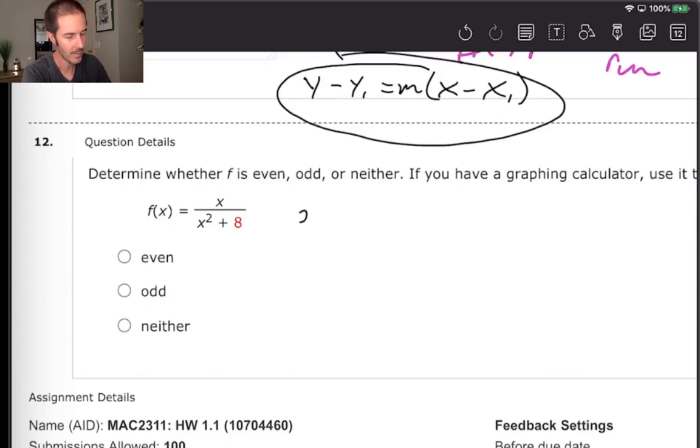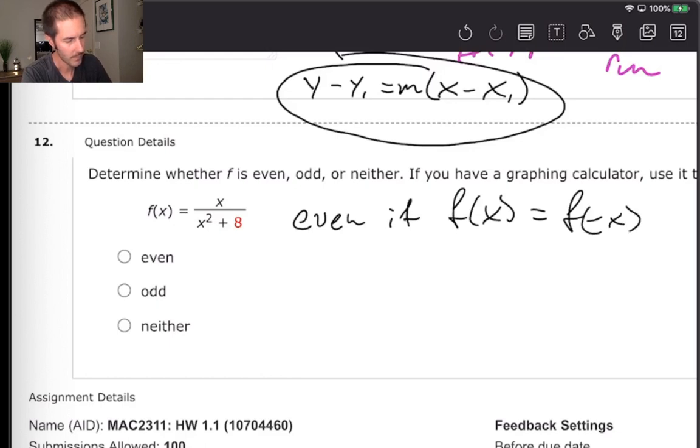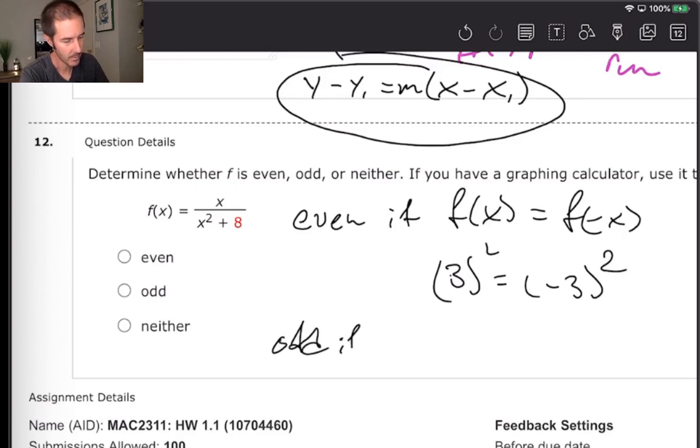Your function is even if f of x equals f of negative x. For example, 3 squared equals -3 squared. So squaring is an even function. Your function is odd if f of negative x equals negative f of x.